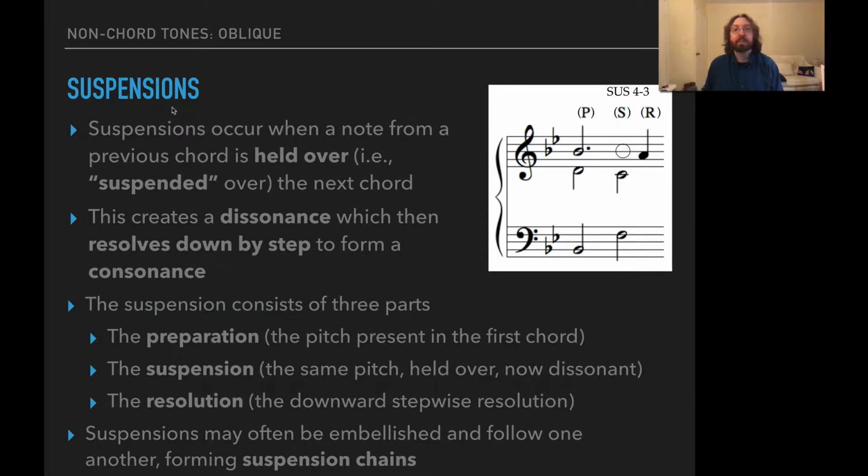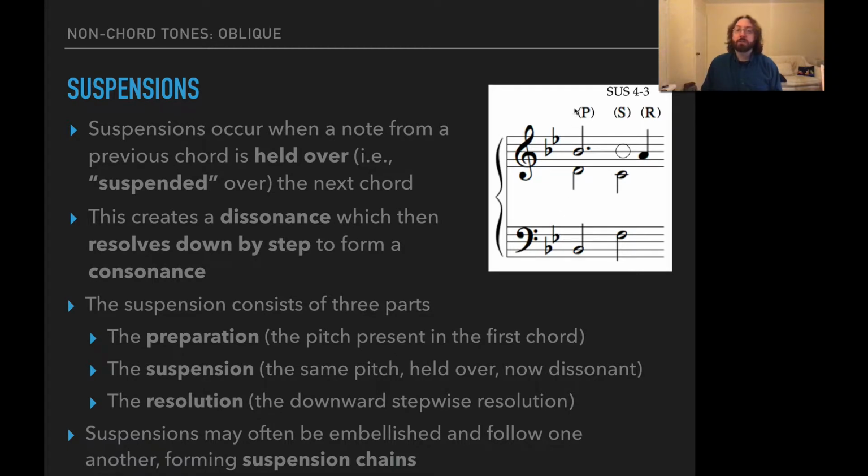Remember, that's the definition of oblique motion, having one note stay the same while another line moves on top of it. Let's talk about suspensions first, which can frequently be the most complicated of these types of non-chord tones to understand. Suspensions occur when a note from a previous chord is held over or suspended over the next chord. This creates a dissonance which then resolves down by step to form a consonance. Here's a musical example. So that B flat is the dissonant note. It is not part of that F major chord.